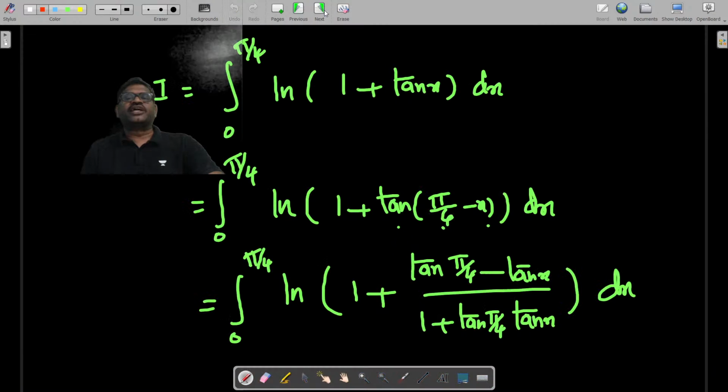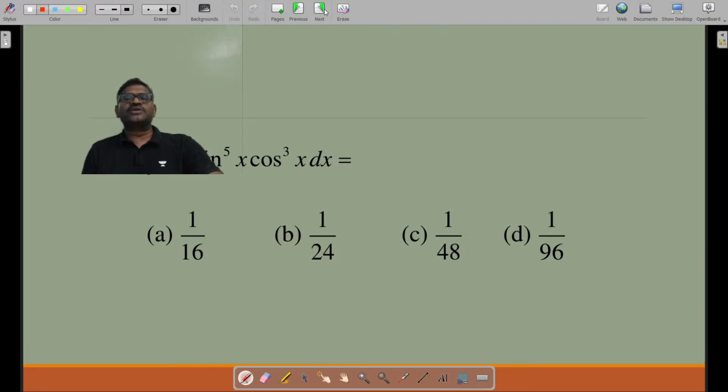The value of integral is pi by 8 log 2. Next one, integral 0 to pi by 2 sin power 5x into cos power 3x dx. You have to apply Wallis rule.